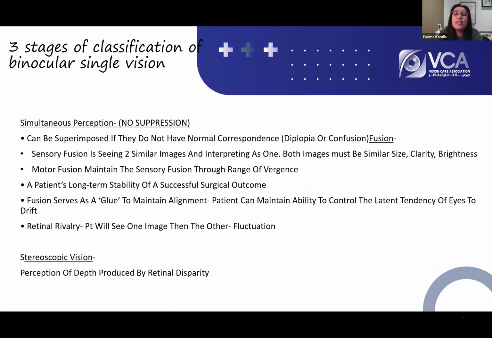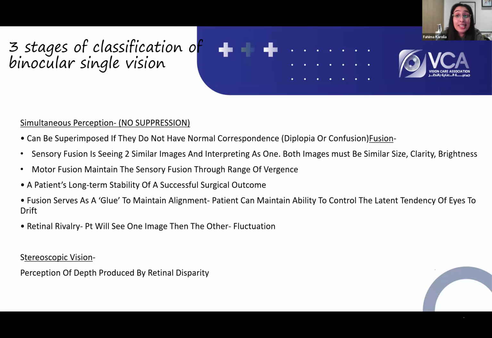Now, one thing that's really important for us when we're thinking of binocular single vision in clinic, and we're thinking of how do we go about tackling our assessment of binocular single vision. We have a patient. Now, there are 3 stages of classification of binocular single vision.